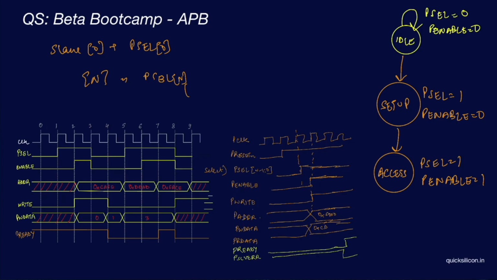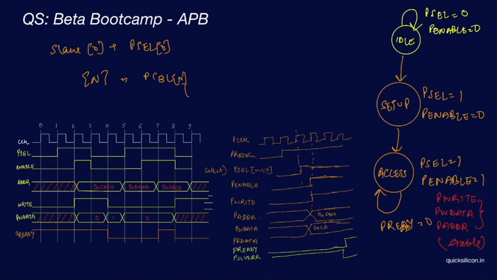Now you will remain in the access state until you get a PREADY. Right? So if PREADY is not there, you will remain in the access state. And when you are in the access state, your PWDATA and your PADDR will remain stable. So you cannot change that, because that is the requirement of your protocol.